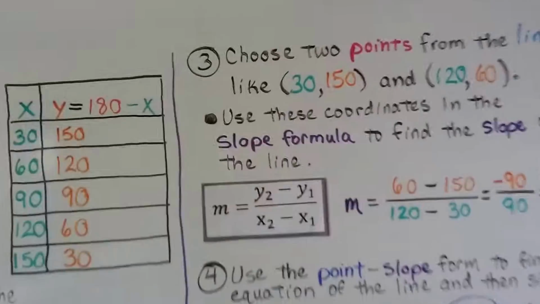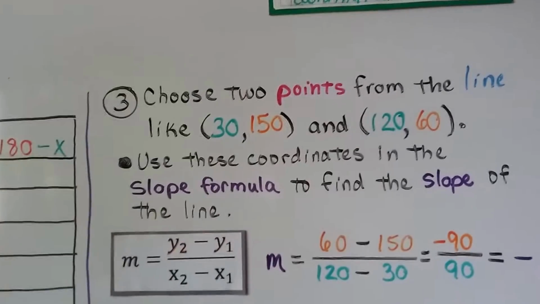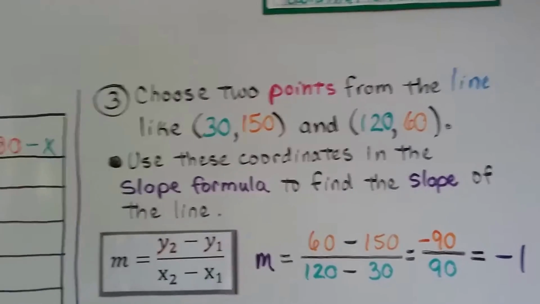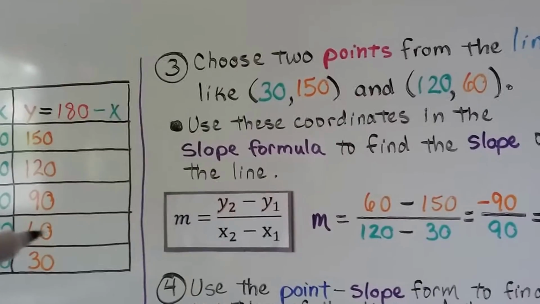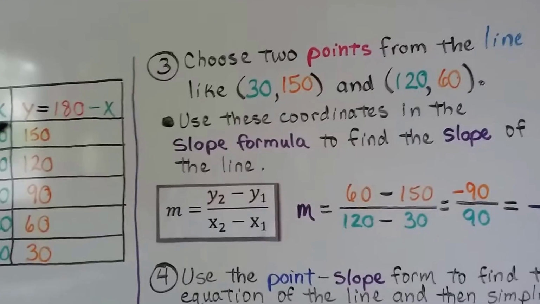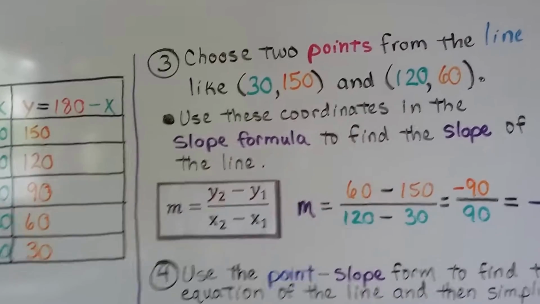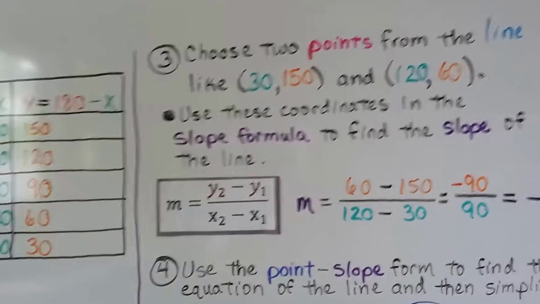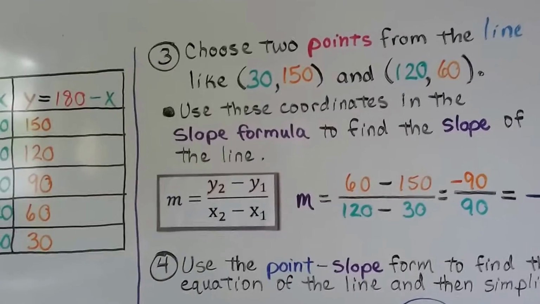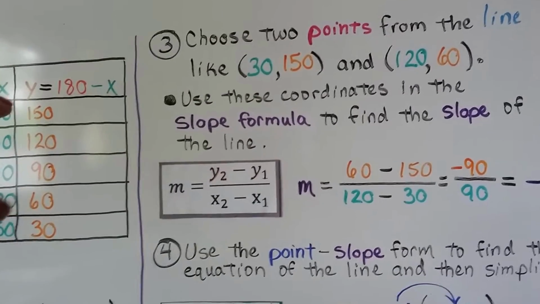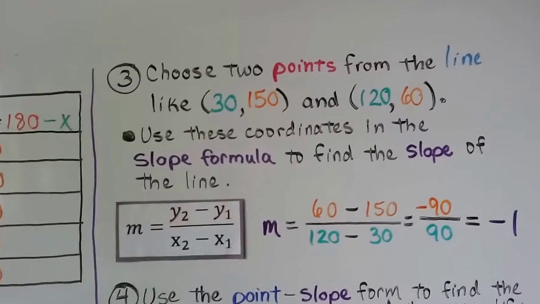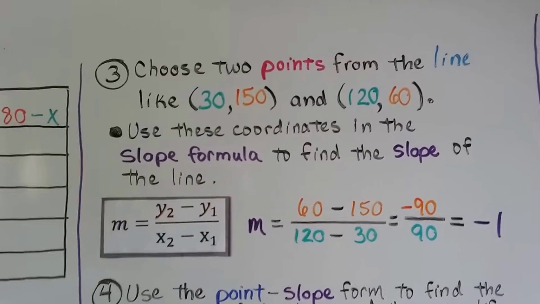Now, for number 3, we choose two points from that line, like 30, 150 and 120, 60. And you don't want to do two numbers next to each other, because then the points are going to be really close together and it may be hard to draw an accurate line. The farther away the points are from each other, like this one and this one, you have a better chance of making a more accurate line, okay? We're going to use these coordinates in the slope formula to find the slope of the line.